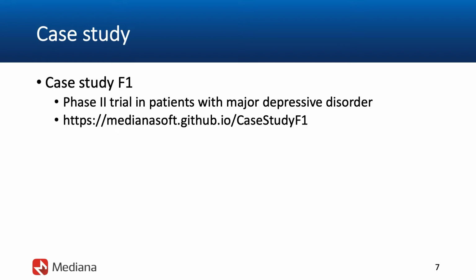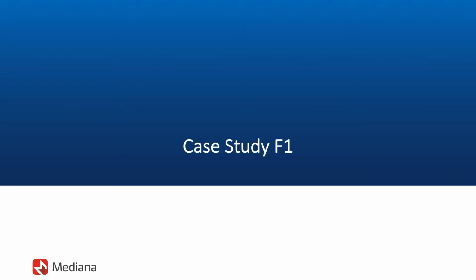I'm going to illustrate simulation-based approaches to designing phase 2 or dose finding trials with adaptive randomization using this case study. We call it case study F1. That's how it is labeled in Mediana Designer's documentation. I'm going to introduce this case study in the next section.